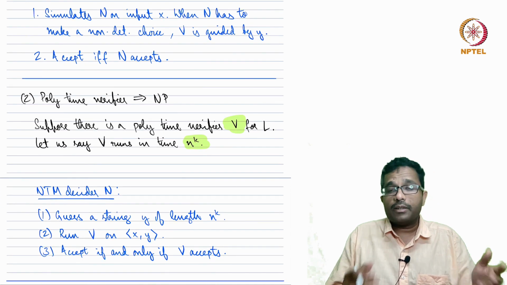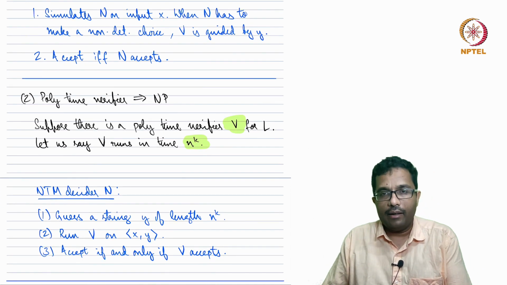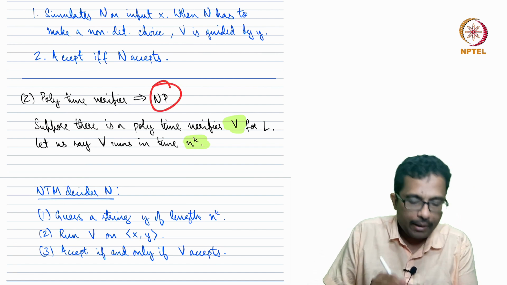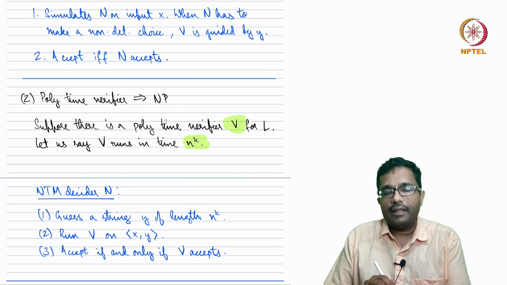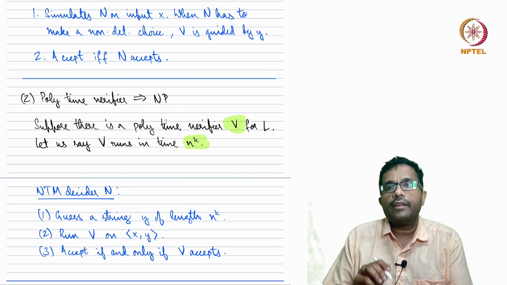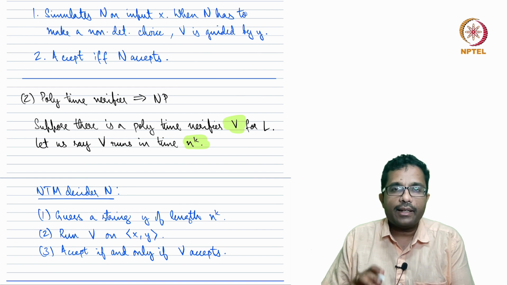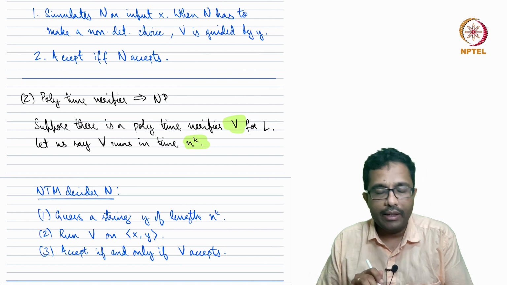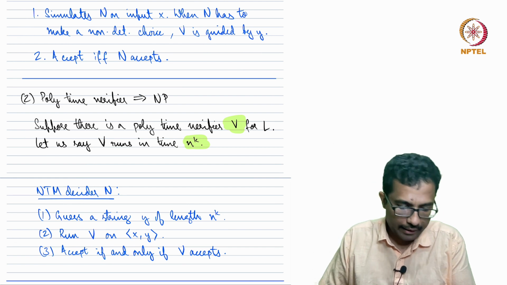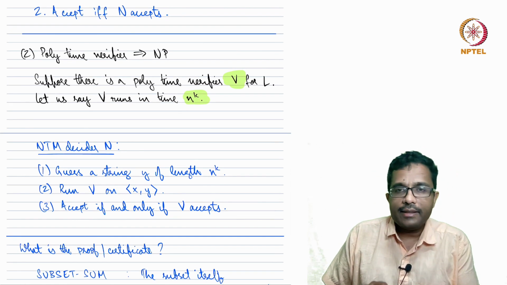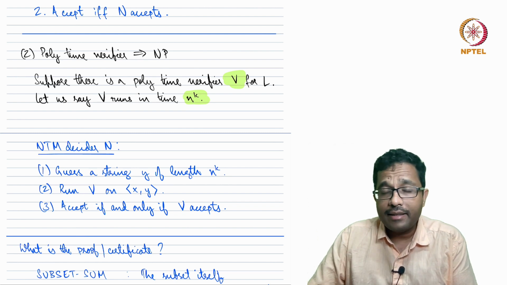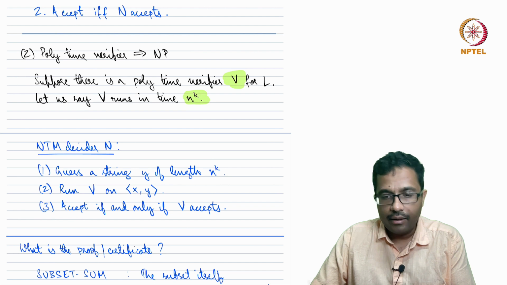Now we need a non-deterministic Turing machine to show that a polynomial time verifier implies the language is in NP. NP is the class of languages that have deciders that run in non-deterministic polynomial time. So we have to come up with a non-deterministic polynomial time decider. What is the decider? The decider is a non-deterministic Turing machine that runs the verifier.